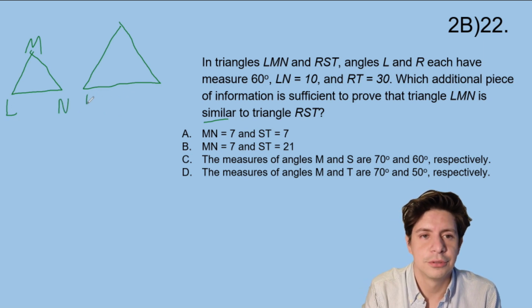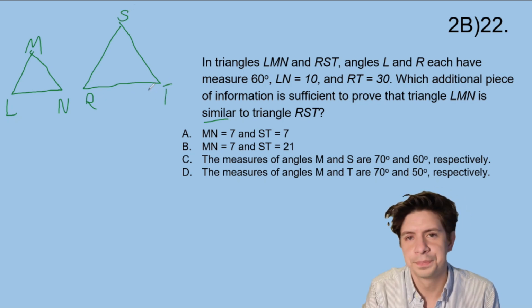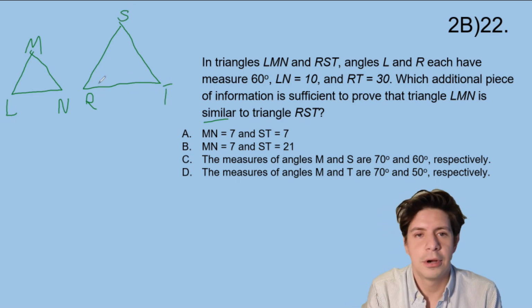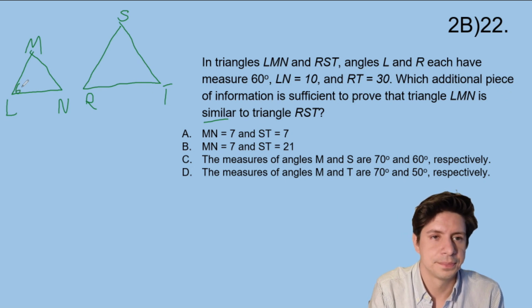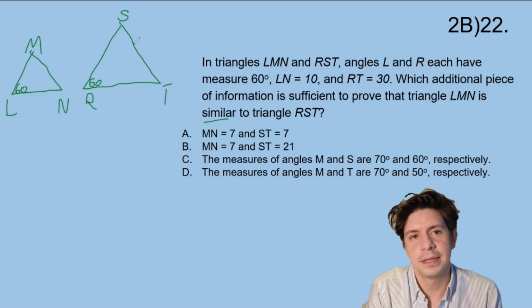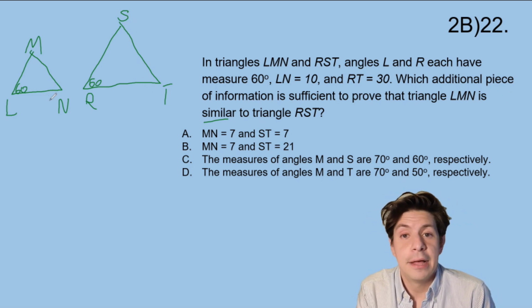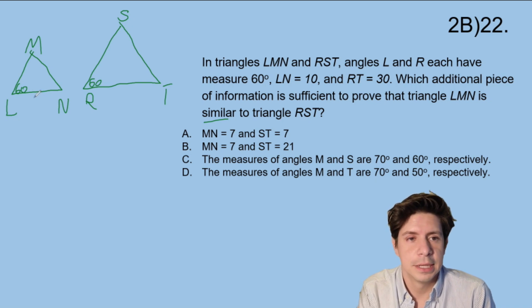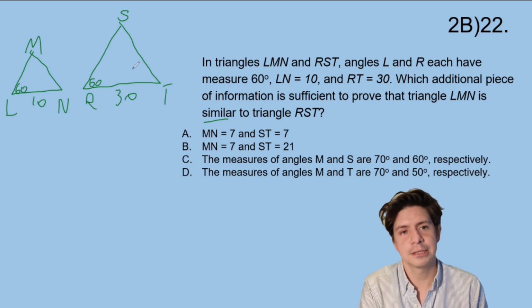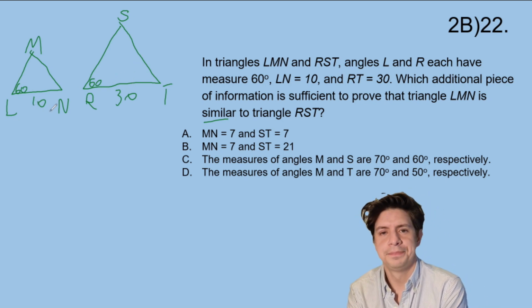Now I'm going to introduce you to R, S, T. It tells us L and R are each 60. So 60, 60. We need to find these angles and make sure they're the same as these angles, right? And then LN equals 10 and RT equals 30.